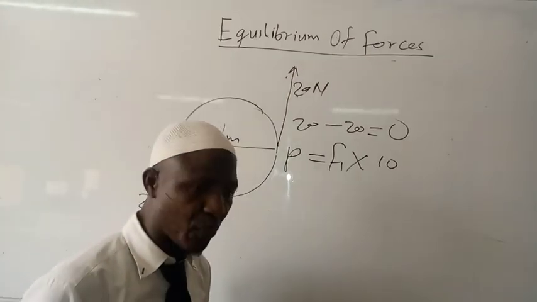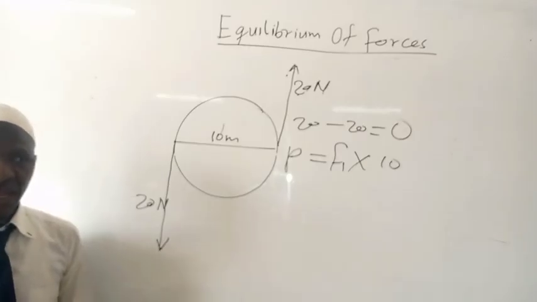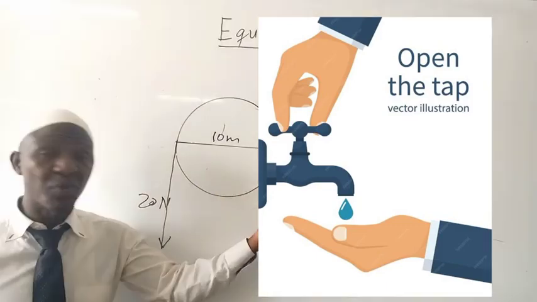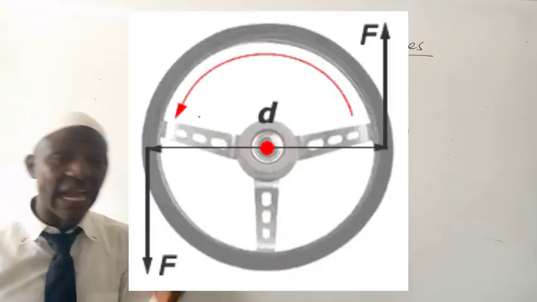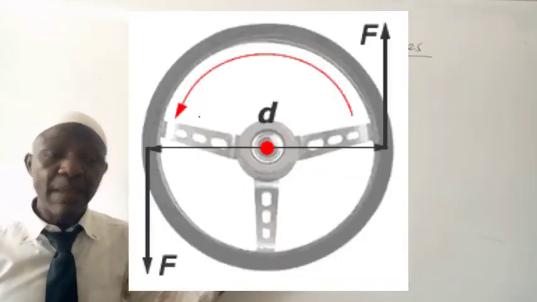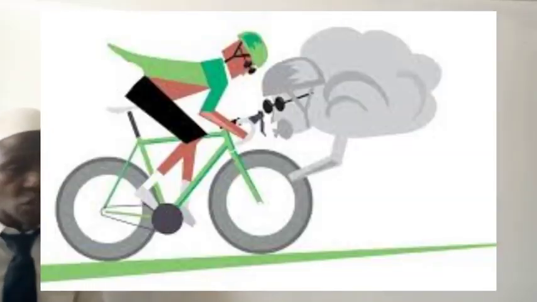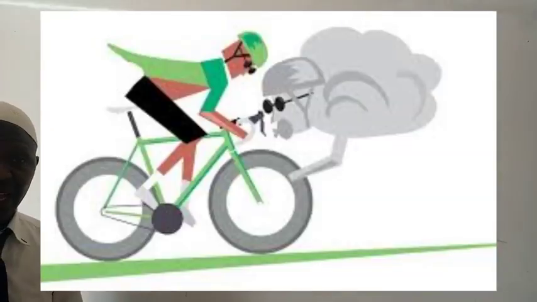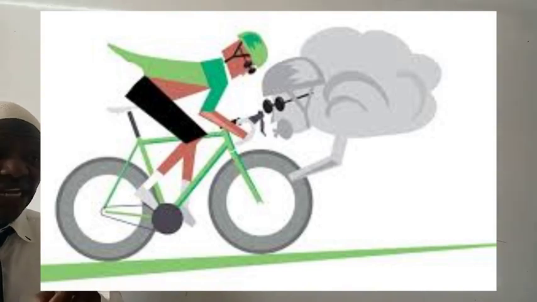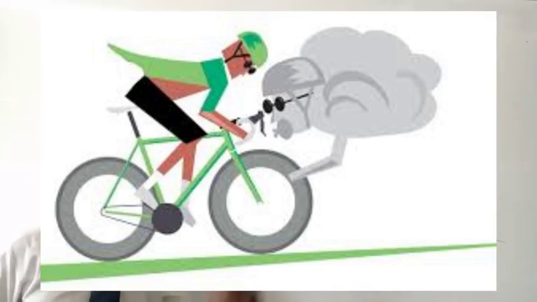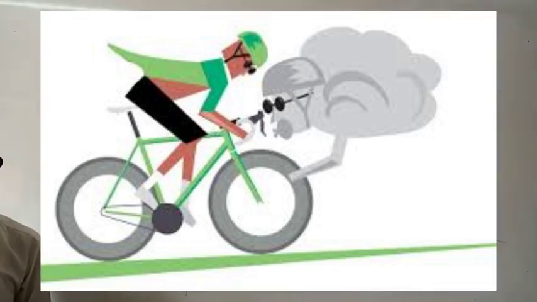Then, application of couple. Where do you apply a couple? If you look at the tire, you apply a couple there. The steering of the car is also a couple. The pedal of our bicycle is also a couple. So in the areas where we apply a couple, at the end of the day, you see that the couple results in what? Turning effect.